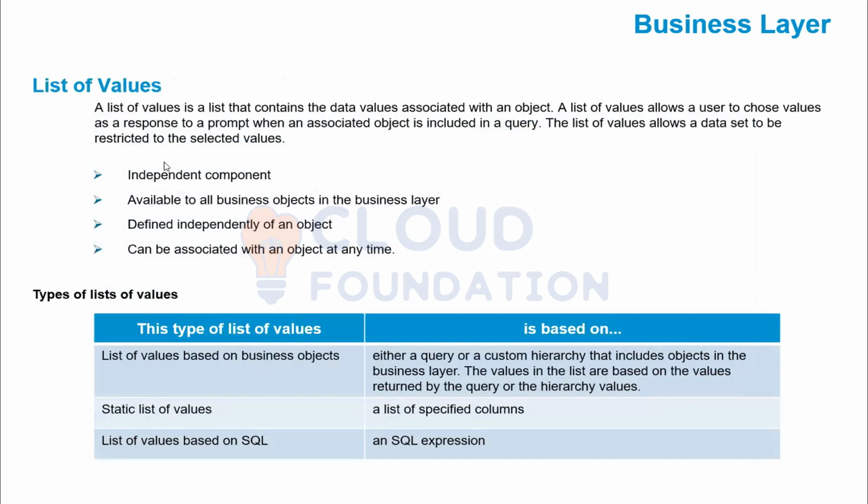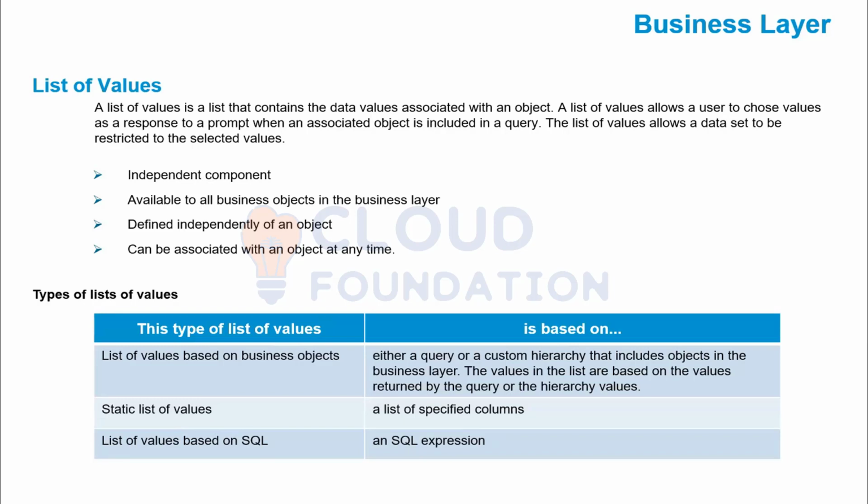It is also about the list of values. A list of values is a list that contains the data values associated with an object. It allows a user to choose values as a response to a prompt when an associated object is included in a query. As we mentioned already, if year is associated with a list of values, and we are using that year in the prompt filters, whenever the user refreshes the report, it will ask which year you want to see. So he can give around 2 to 3 years.